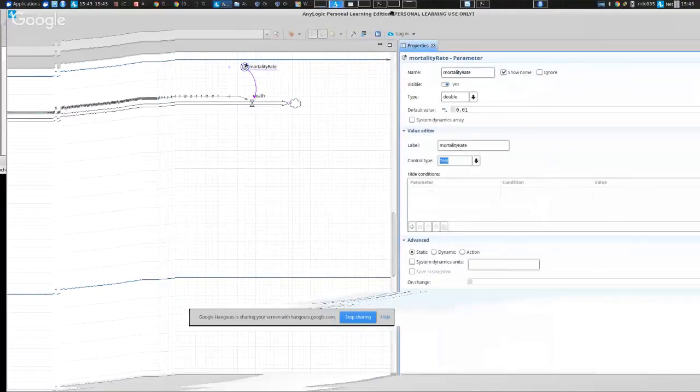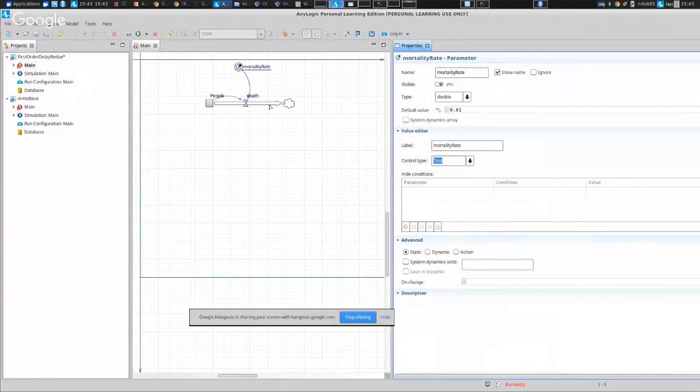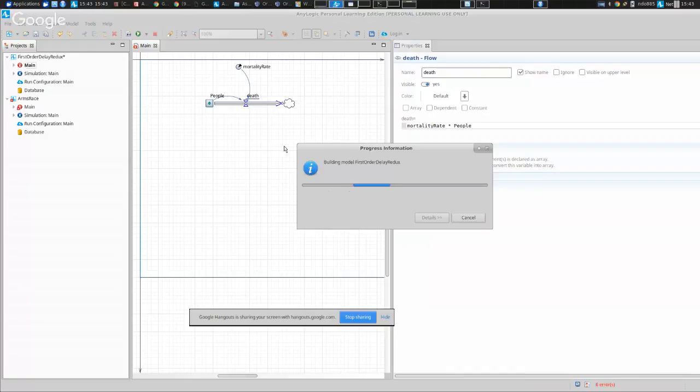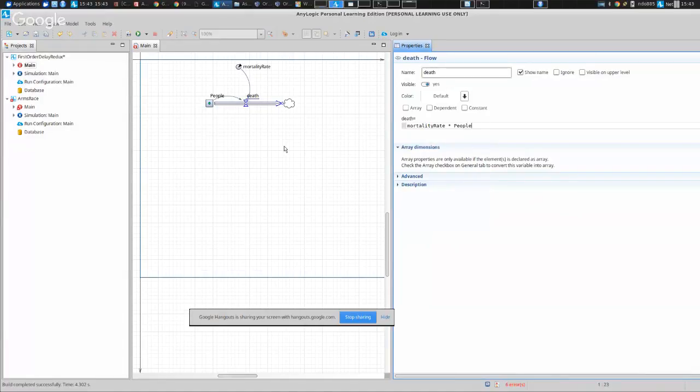And next, for the flow, what is the formula going to be? Yeah, mortality rate times people. Okay, there we go. Okay, I'm going to build it on mine. It's a happy camper.